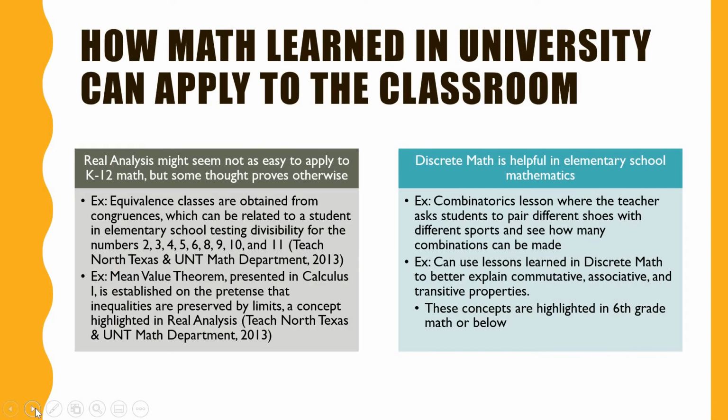So other theorem-based courses, such as real analysis, may be more difficult for an aspiring educator to see a through line to teaching K-12 math. However, concepts discussed in this class, like how equivalence classes are obtained from congruences, can be related to a student in elementary school testing divisibility for the numbers 2, 3, 4, 5, 6, 8, 9, 10, and 11.